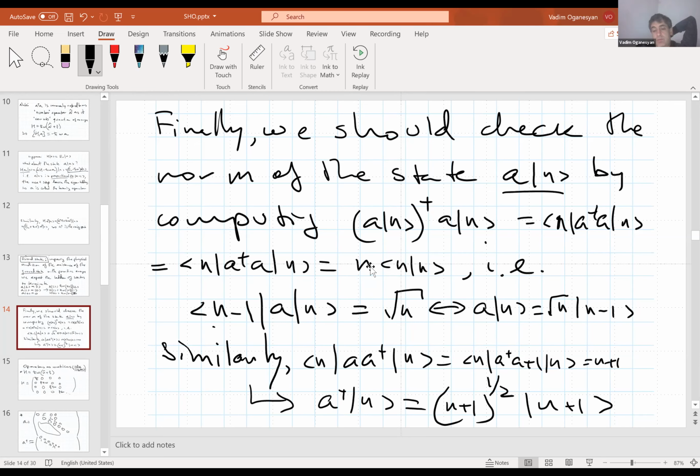Another way to state the same is that if you do work with normalized eigenstates, the matrix element of the operator A between n minus 1 and n is square root of n. And all the other matrix elements are 0, by the way. Okay. So you can do the same thing. You can ask, what about a dagger n? We know that that takes you to n plus 1. And so for a dagger, you can use the commutator here and you will find that it's n plus 1. Okay. So that tells you that a dagger n, not surprisingly, is square root n plus 1 times n plus 1.